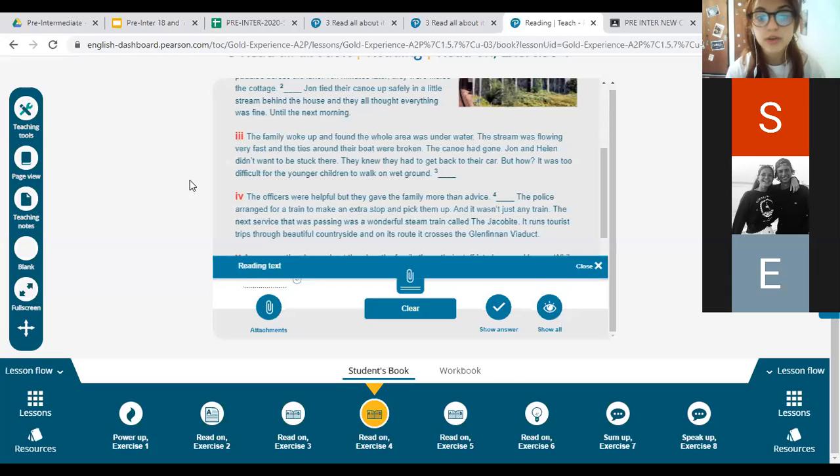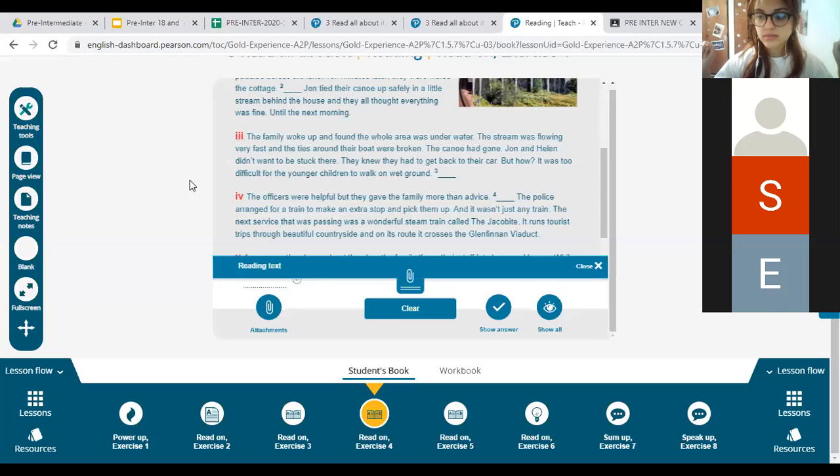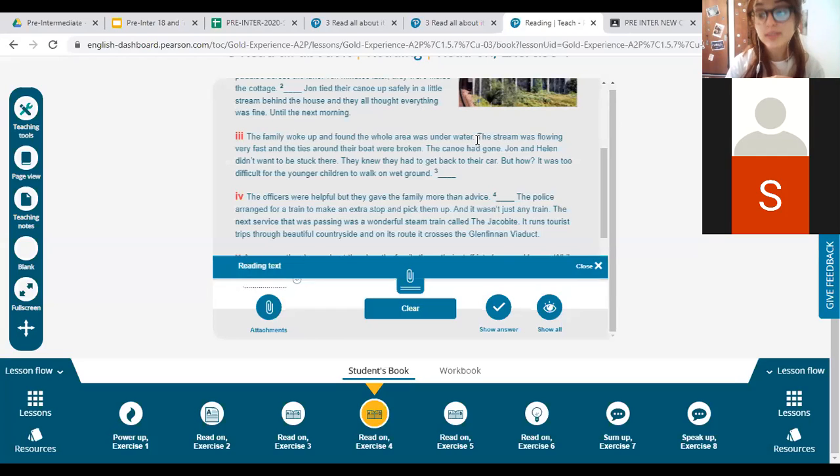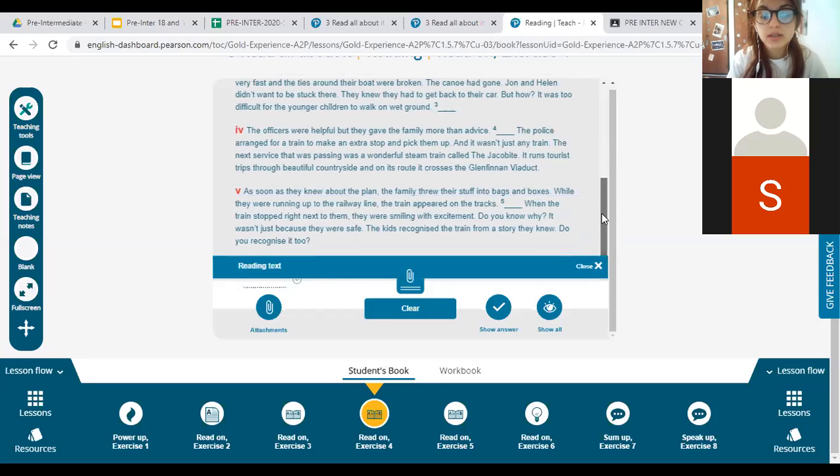Very good. Thank you. So, what happened? They wake up and they find that the place is a mess. Why? Because the whole area was underwater. Right, there is water everywhere. And they say, well, we have to get to the car, but we don't find the canoe, right? The boat is missing. How can we get to the car? So let's see what happened.